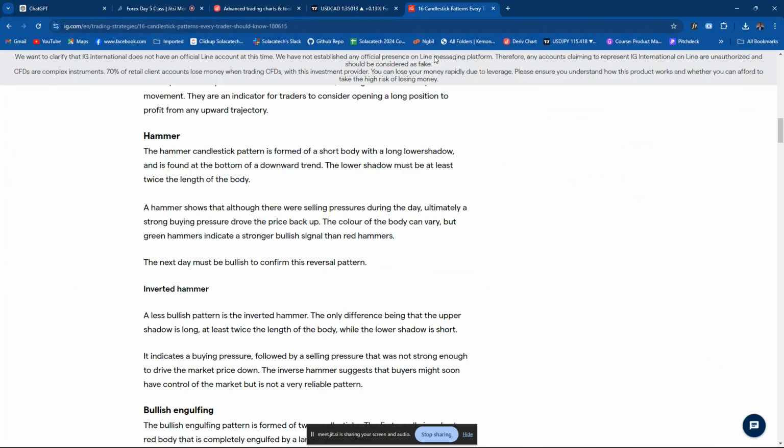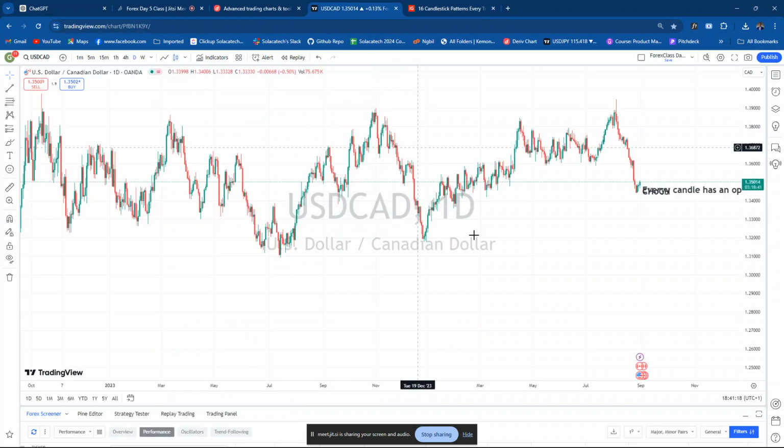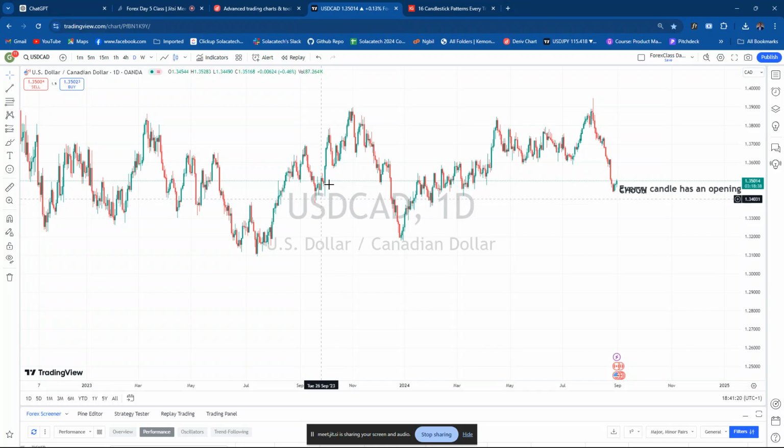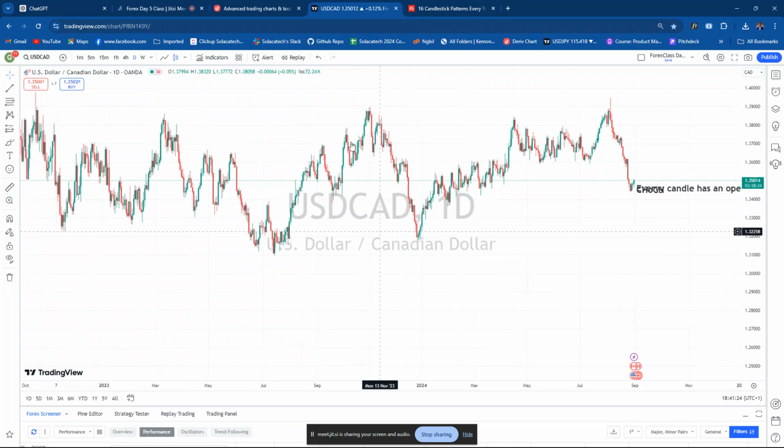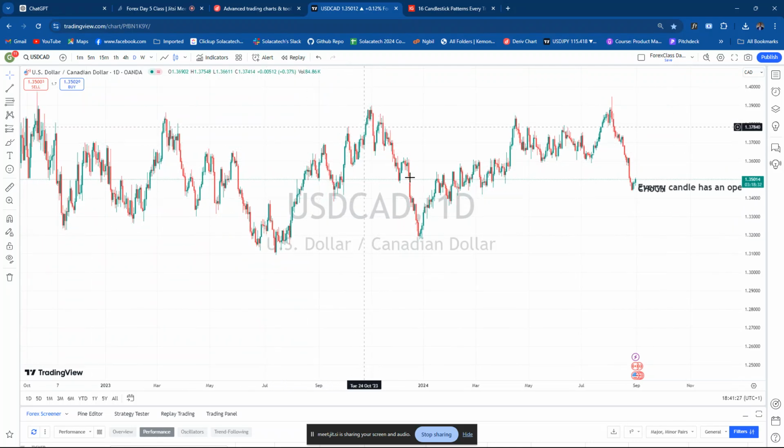That's a hammer. Now we know what a hammer is. A hammer can be bullish, it can be bearish. So what is a bullish hammer? A bullish hammer is one formed towards the buy direction. Bearish is the one that initiates the sell move. That's towards the sell direction.